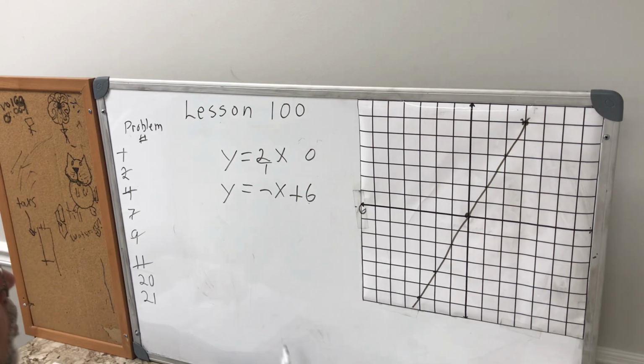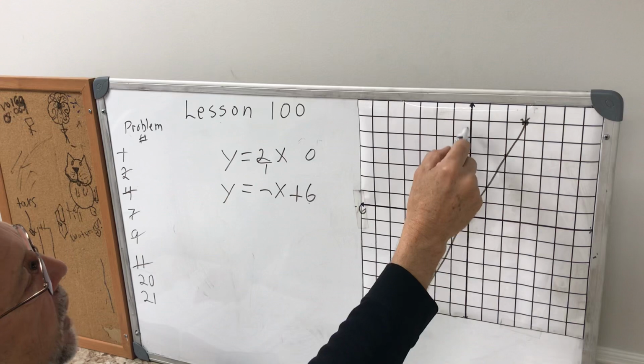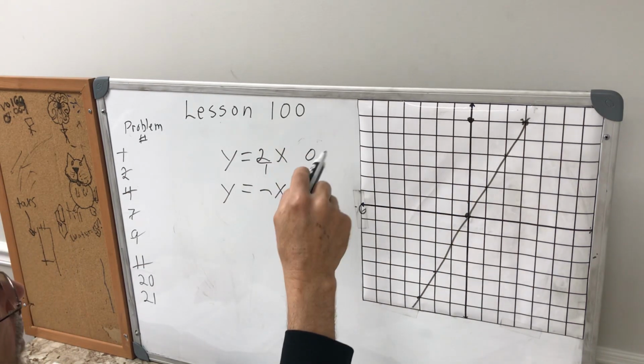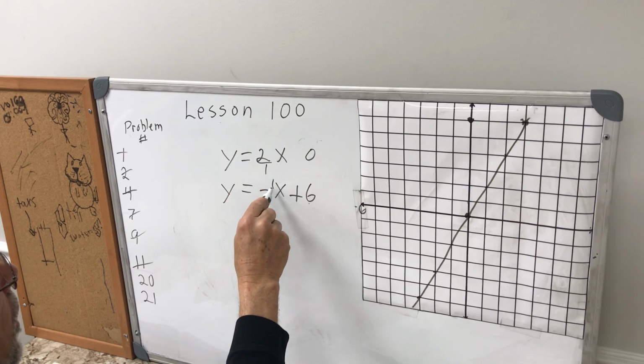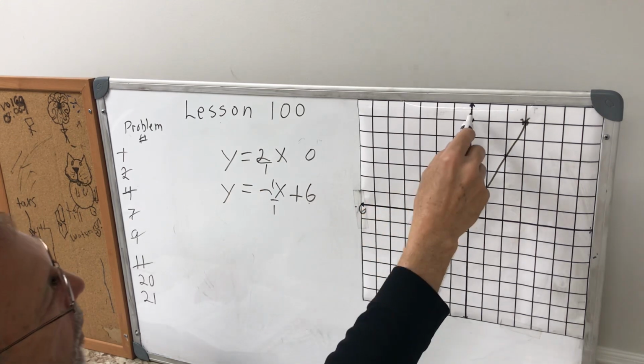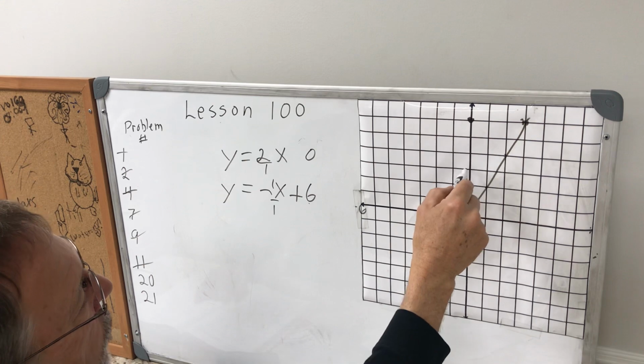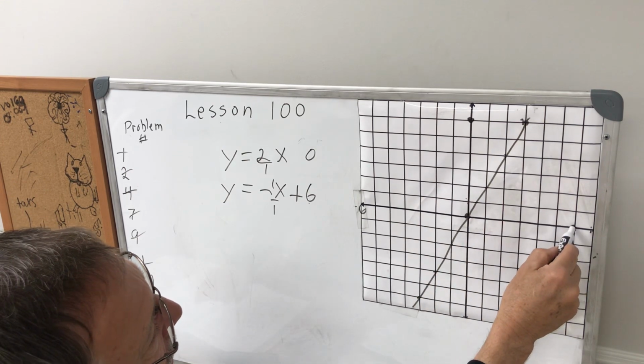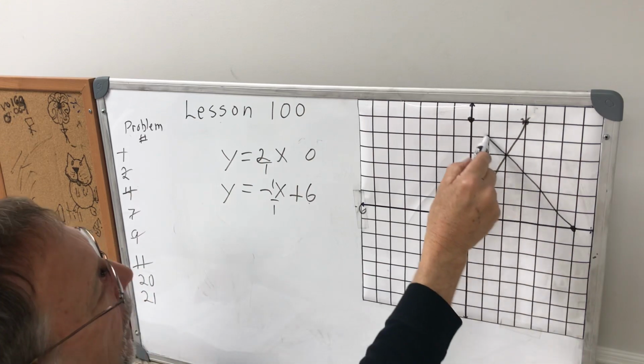The next one we solve for is a positive 6. So we start off at a positive 6. 1, 2, 3, 4, 5, 6 on the y line. This is a negative, where we're going to be going down, and it's understood with nothing there to be a 1 over a 1. So we go down. I'll do multiple ones. 1, 2, 3, 4, 5, 6. And there is my line.